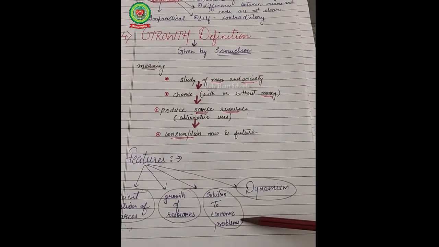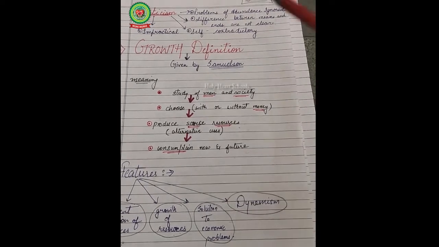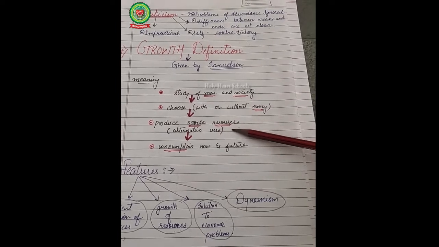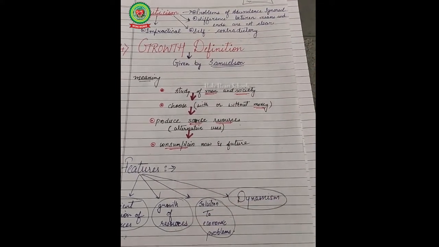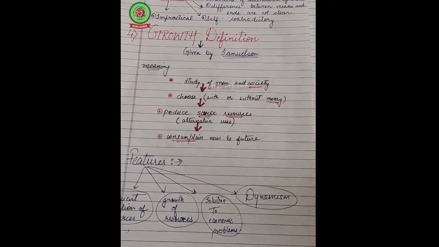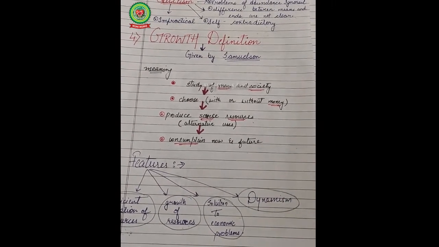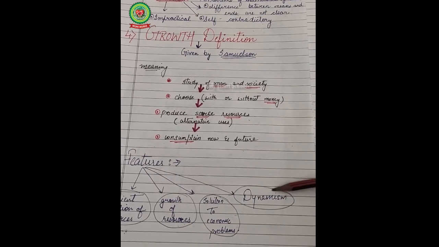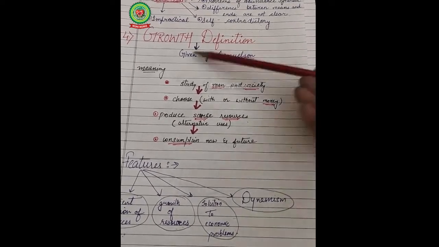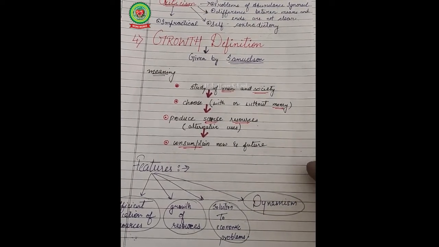Next one is the solution to economic problems. It gives the solution to economic problems, as man studies how to choose the scarce resources so that he can consume now and also in the future. Next one is dynamic. Dynamic means flexible, changing from time to time and place to place, so that man can satisfy his wants. So this is all about the growth definition given by Samuelson.